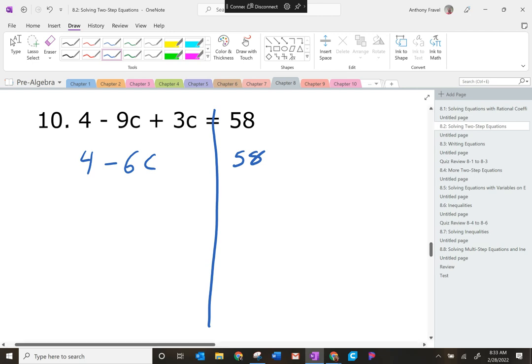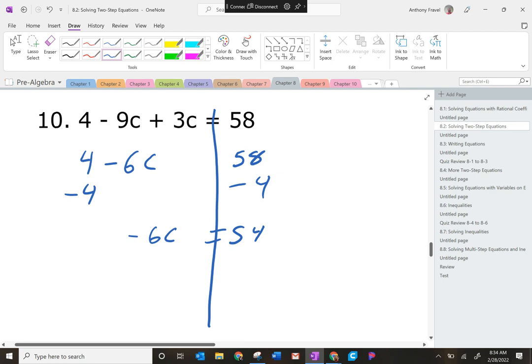I've got 4 minus 6c equals 58. Again, I'm still in that step 1 of add or subtract like terms. So I'm going to get that c by itself. So this is a positive 4. So I'm going to subtract 4 from both sides. And I get negative 6c equals 54.